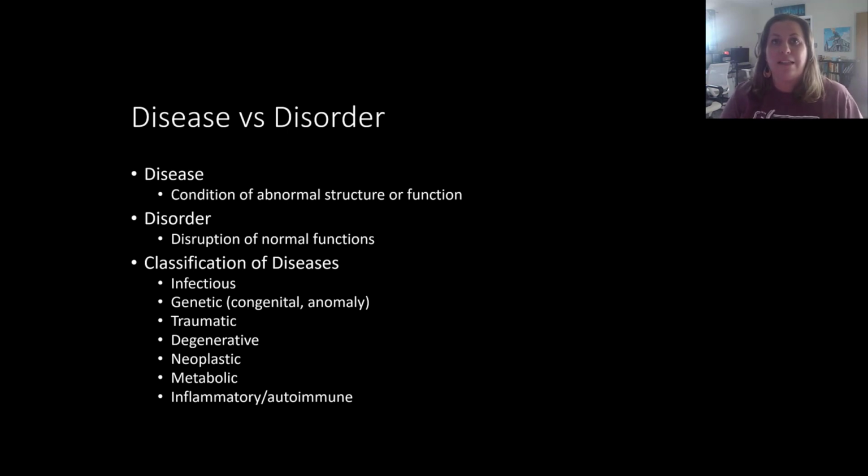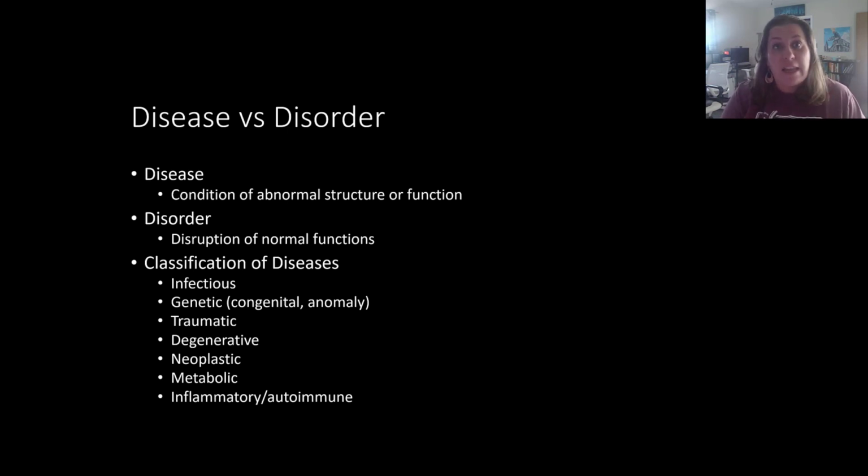Now let's talk about the classification of diseases. There are a number of groups that diseases can be placed into. If we look at the first one, infectious diseases are those caused by a disease-causing organism. We'll talk a little more about these in a minute, but that's why we call them infectious. You have been infected with something and it is now causing an abnormal structure or function.